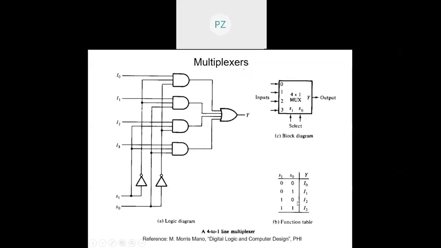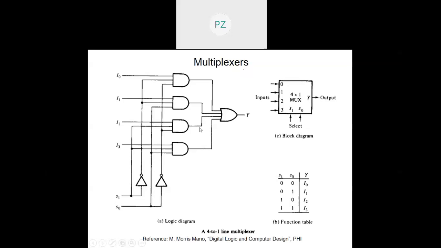Likewise, when it is 1, 0, this gate receives S1 and S0 bar. So only for this gate, these two inputs will be 1, 1. For all the remaining gates, any one of these two inputs will be 0. And when that is 0, that gate will be disabled. That will start giving 0 at its output regardless of its input. This will be the only gate under the condition 1, 0 which will have both these inputs as 1, 1.